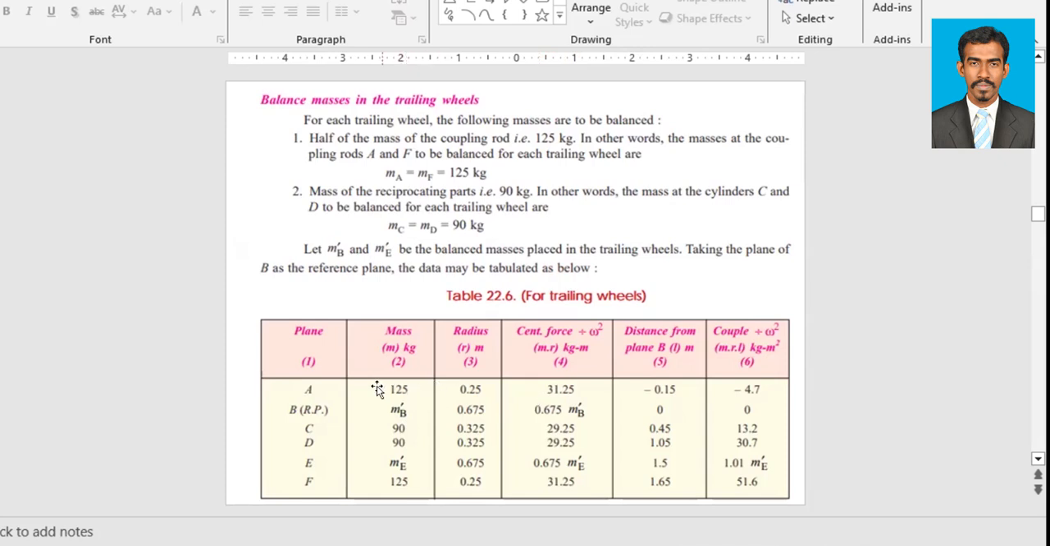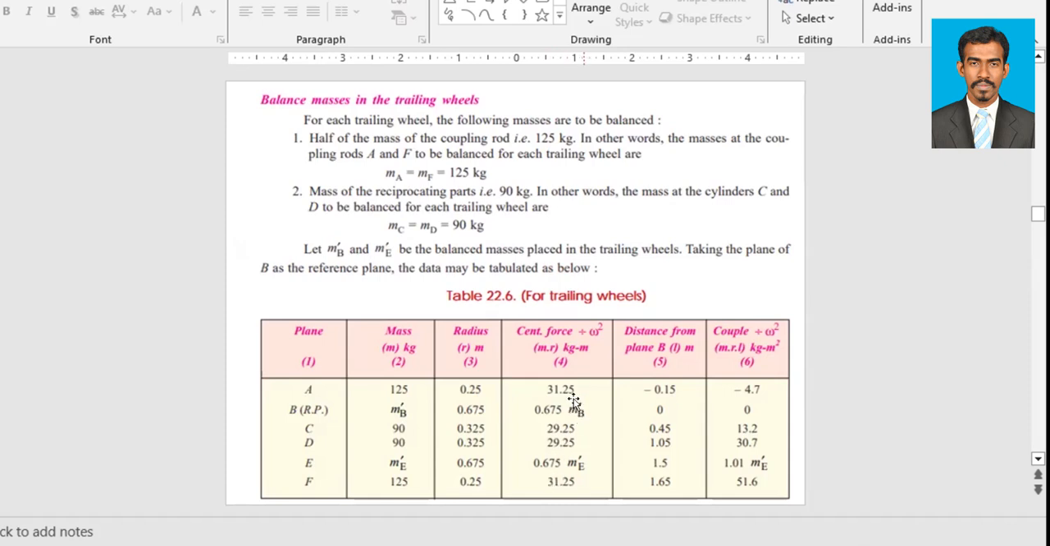So we will have this column into this column, that is 125 into 0.25, that is 31.25. 0.675 into m dash b, that is 0.675 m dash b. 90 into 0.325, that is 29.25. Same thing here, 90 into 0.325, 29.25. 0.675 into m dash e, that is 0.675 m dash e. 125 into 0.25, that is 31.25. Okay. So now we have data to draw the force polygon, right?